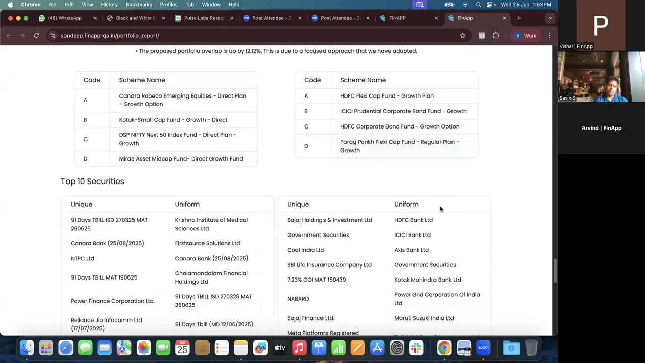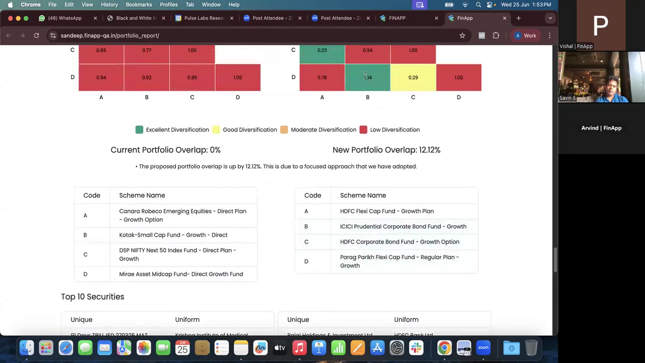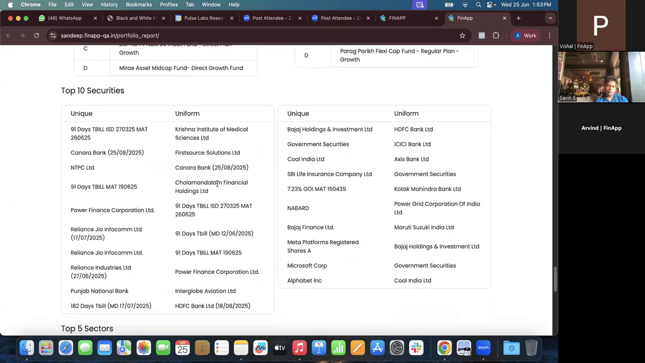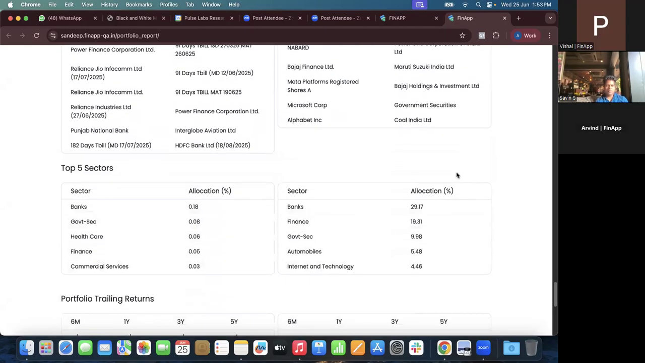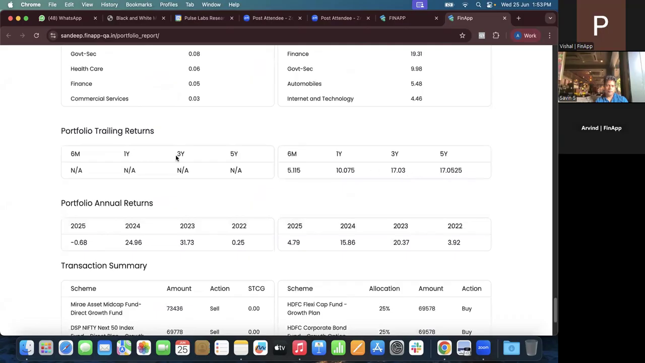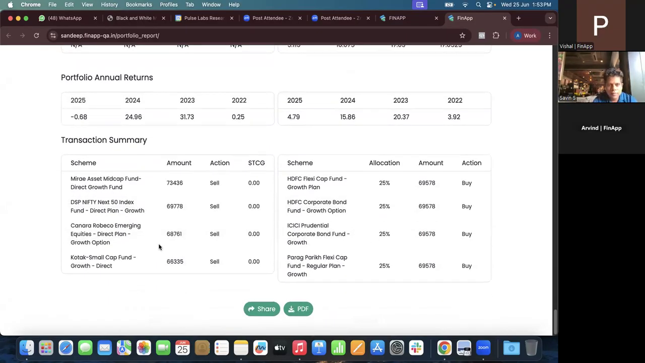It also gives you what is overlapping, top 10 securities of old and new, top 5 sectors of old and new, portfolio trailing returns of old and new, portfolio annual returns of old and new. Transaction summary. Since these investments were old one-time investments, otherwise it would have calculated your short-term capital gains, just to give you a glimpse of whether I should do it or not, does it make sense or not. So this will also be calculated.